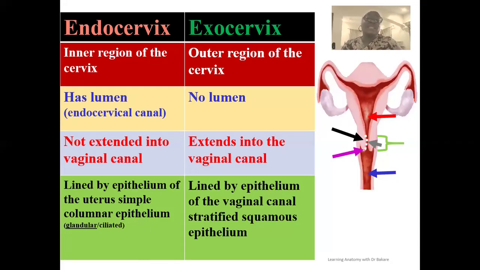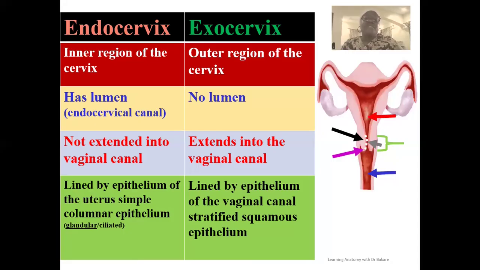And this simple columnar type of epithelium is glandular in nature. So we have more of glandular simple columnar epithelium, and we have a few ciliated simple columnar epithelium. The ciliated simple columnar epithelium enhances the movement of structures across the lumen, while the glandular type of simple columnar epithelium assumes a secretory function. This is where they are able to produce or secrete mucus into the endocervical canal. So you see that the epithelium lining this region is the same as what is seen lining the internal wall of the uterus.